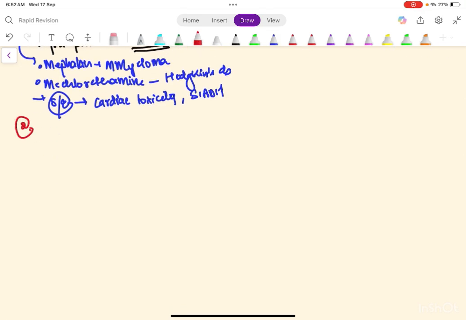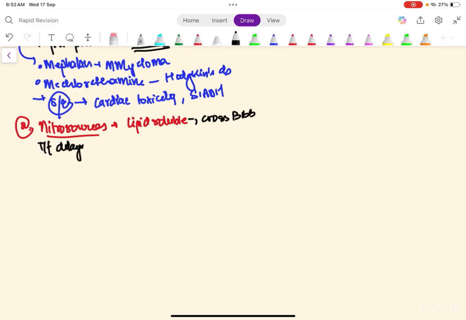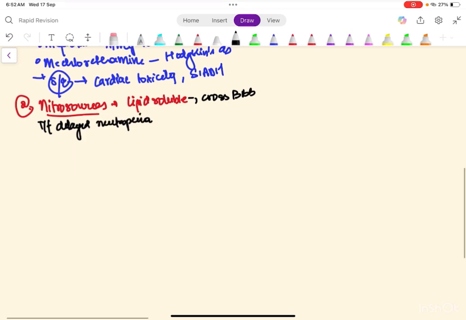So second is nitrosoureas, carmustine and so on. In this first of all they are very lipid soluble and they cross the blood-brain barrier, and they cause delayed neutropenia. Okay, now there's this drug which is streptozocin.